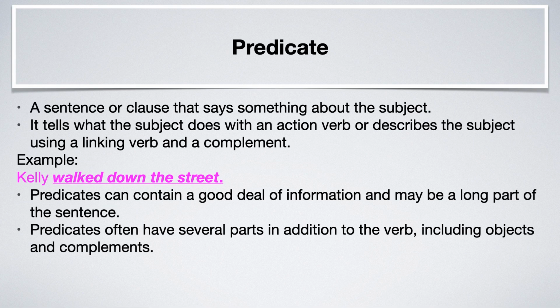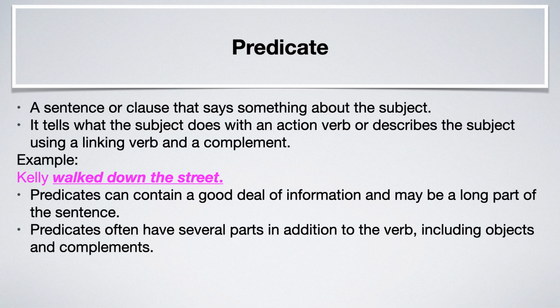Next, we can directly move on to predicate. Predicate is a sentence or clause that says something about the subject. It tells what the subject does with an action verb, or describes the subject using a linking verb and a complement. That is why predicate is called the telling part. Example: Kelly walked down the street. Here Kelly is the subject, and the telling part about Kelly is the predicate. That means walked down the street.